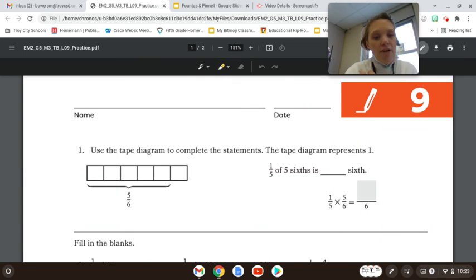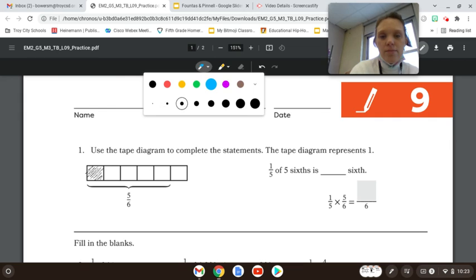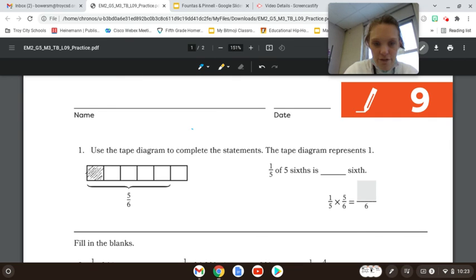So you see here that I have 5/6 marked off on my tape diagram, and just one of those is 1/6, right? So 1/6, 2/6, 3/6, 4/6, 5/6. So 1/5 of 5/6 is just 1/6. So our answer is 1/6.